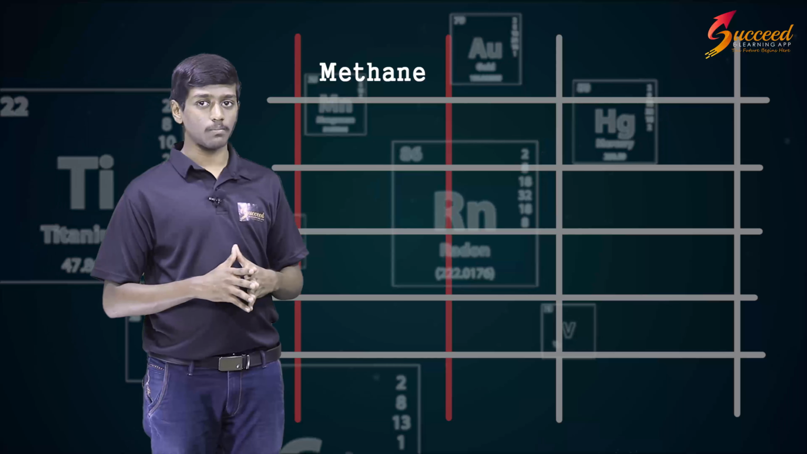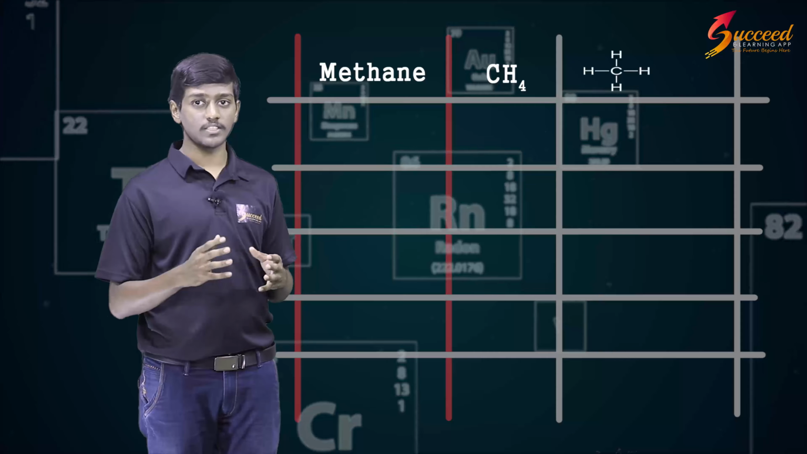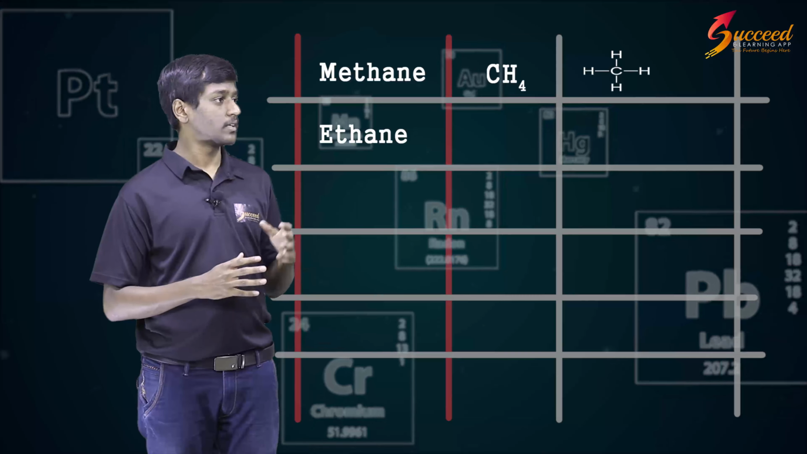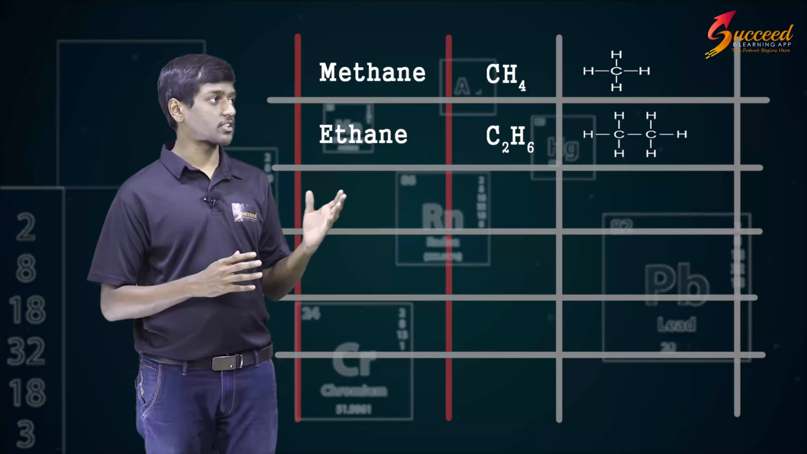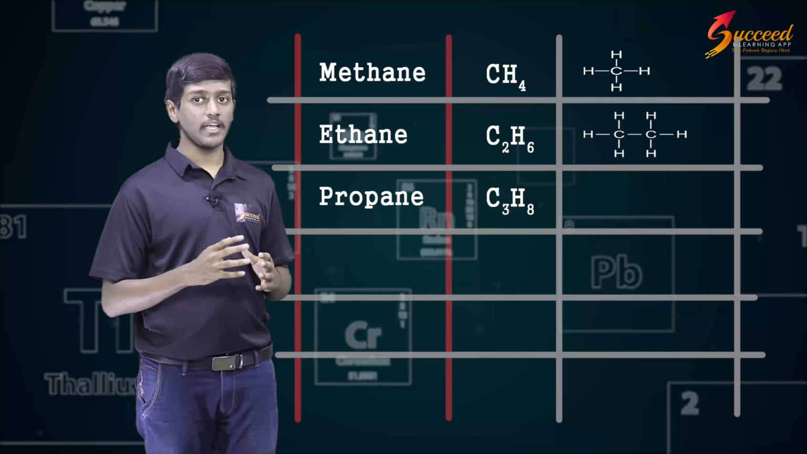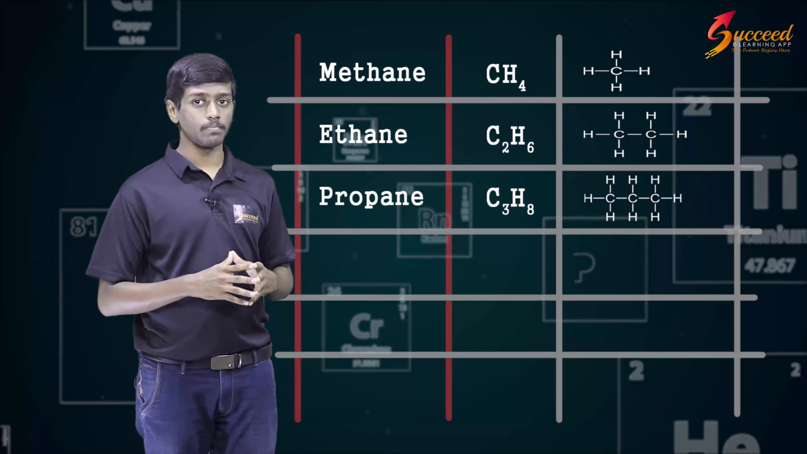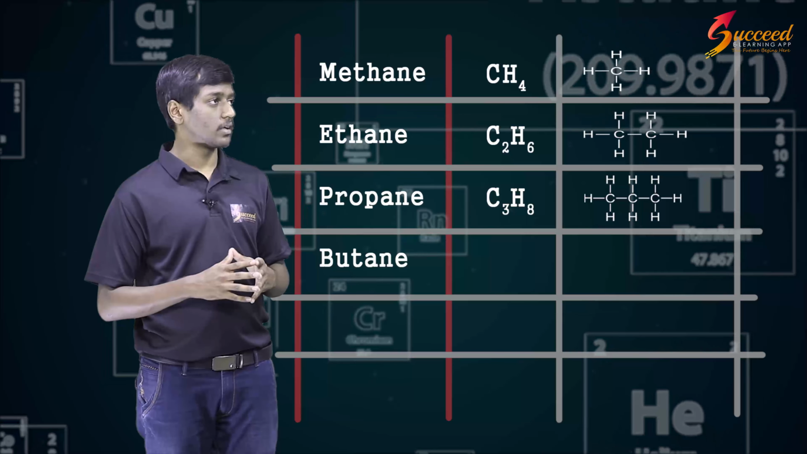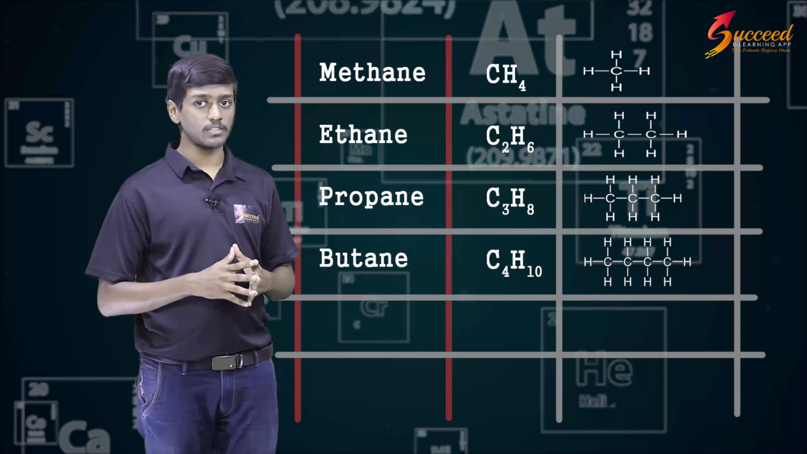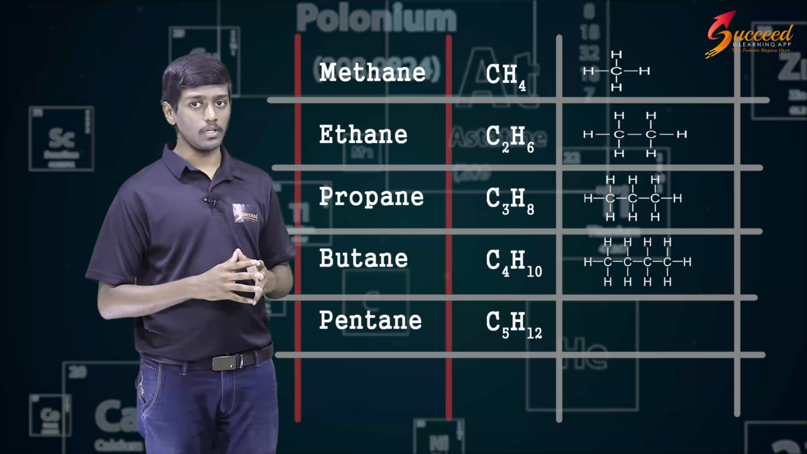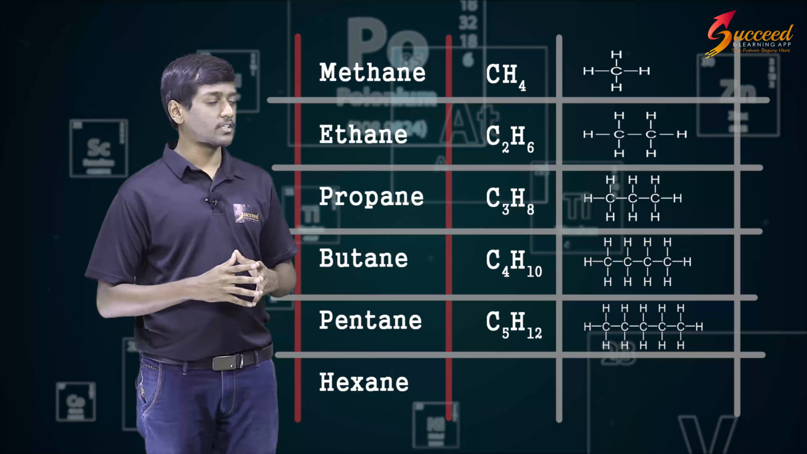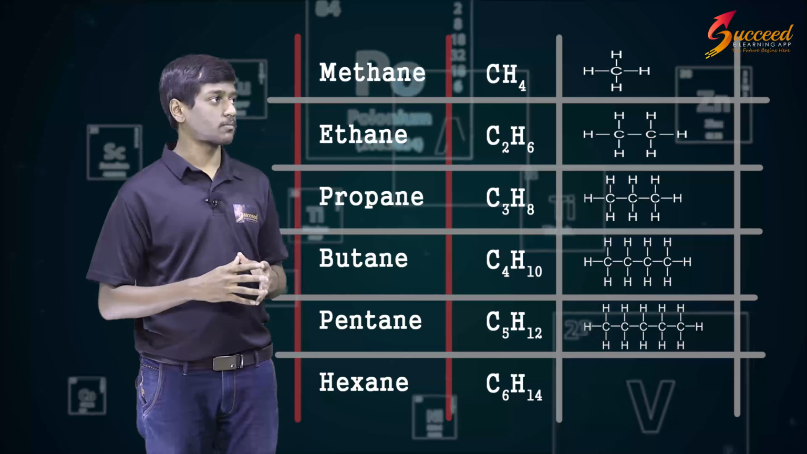Methane, one carbon atom, CH4, and the structure. 2 carbon atoms, ethane, C2H6 and the structure. 3 carbon atoms, propane, C3H8 and the structure. 4 carbon atoms, butane, C4H10 and the structure. 5 carbon atoms, pentane, C5H12, the structure. 6 carbon atoms, hexane, C6H14, the structure.